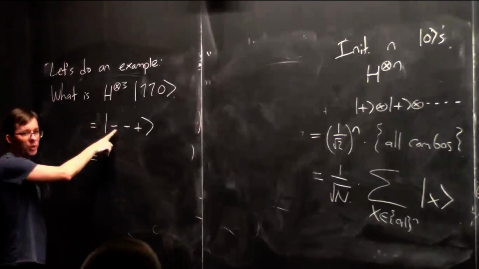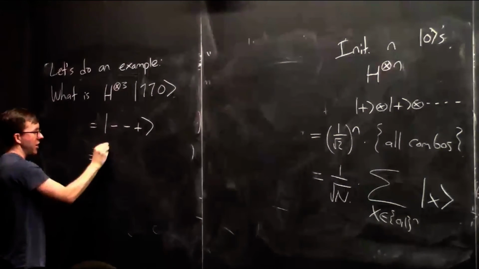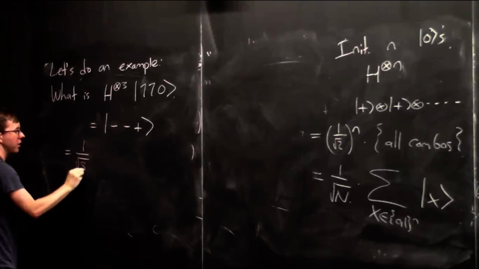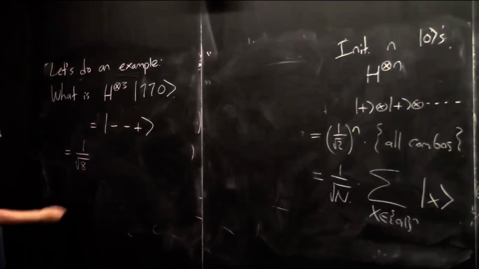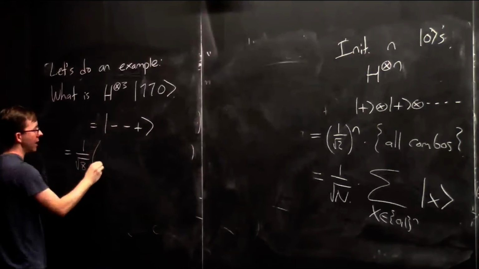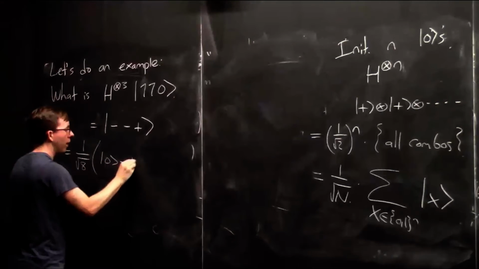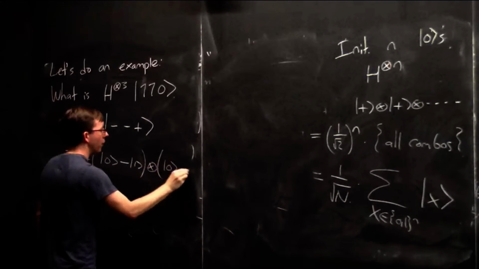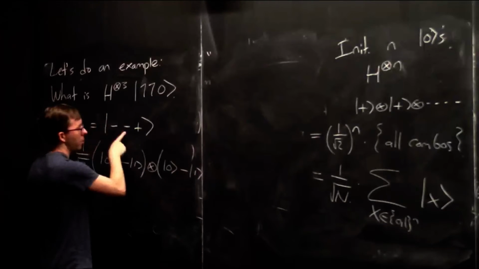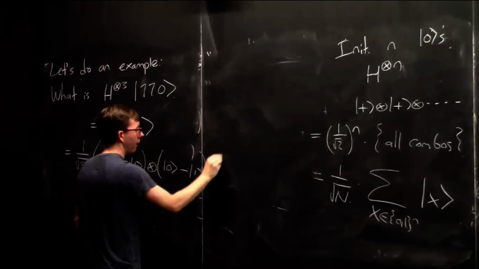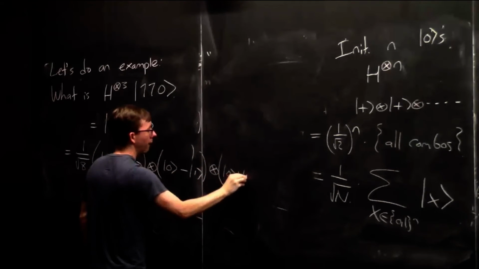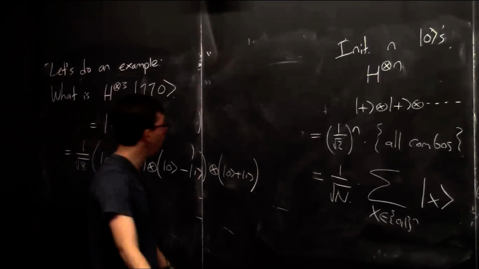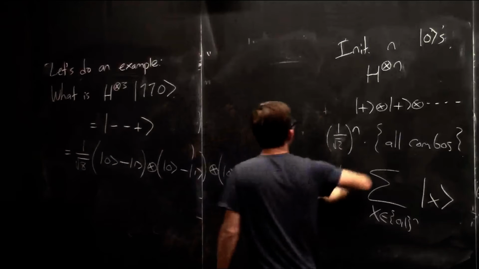So, each of these has a 1 over root 2 in it. Let me bring all the 1 over root 2's out. This is where it's good to not overly stress about these constants, but that gives us 1 over root 8. But the main thing we get is 0 minus 1. That's this minus, tensor 0 minus 1. That's this minus, tensor 0 plus 1. That's this plus. Okay, and now we're going to imagine multiplying that all out.